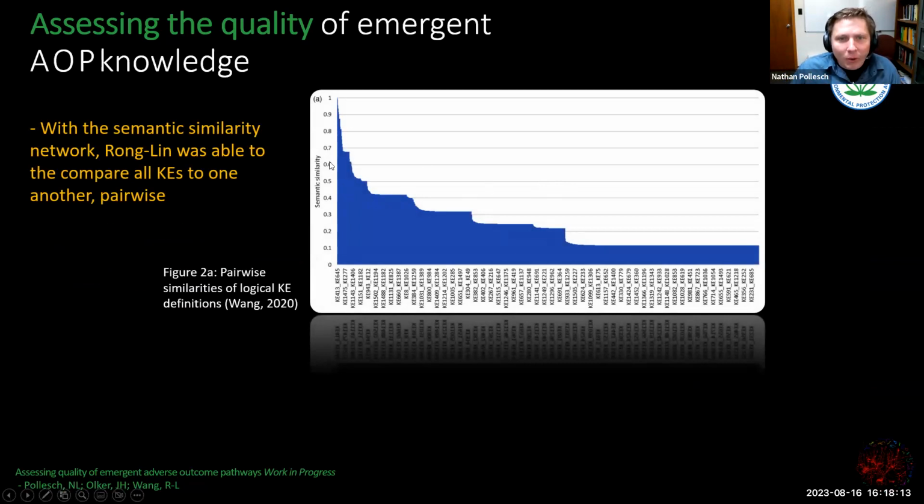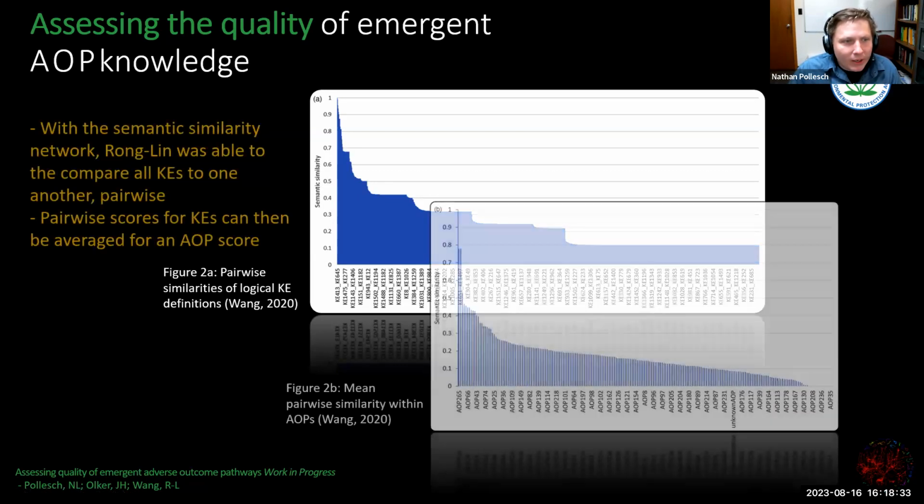And so what we've got here is, for every pair of key events, whether they are in an AOP or not, you can get a semantic similarity score. And so he did this. And then in this case, this is just ordering them based on their semantic similarity scores. Higher scores are more semantically similar.